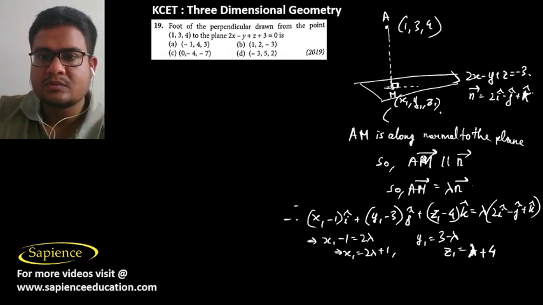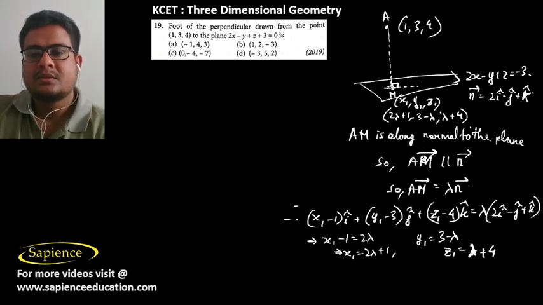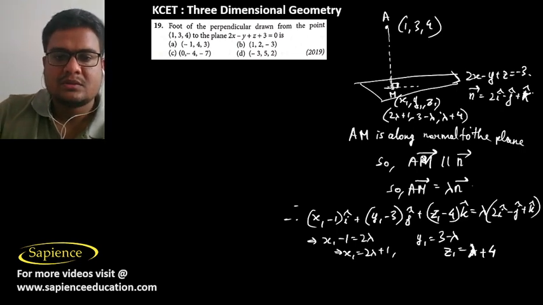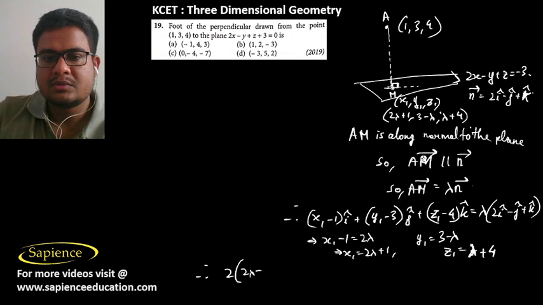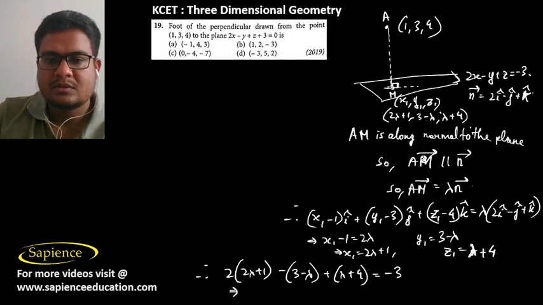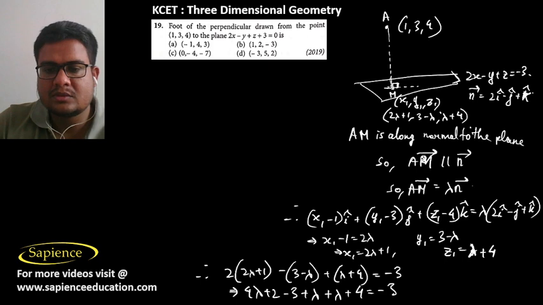This x1, y1, z1, I can say this is 2 lambda plus 1, 3 minus lambda, lambda plus 4. And then this point should satisfy the equation of the plane also, since it lies on the plane. So therefore I can say that 2 into 2 lambda plus 1 minus of 3 minus lambda plus lambda plus 4, that is equal to minus 3. Therefore I can say that 4 lambda plus 2 minus 3 plus lambda plus lambda plus 4, that is equal to minus 3. Minus 3 and minus 3 will cancel out.